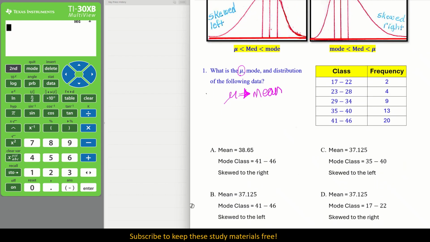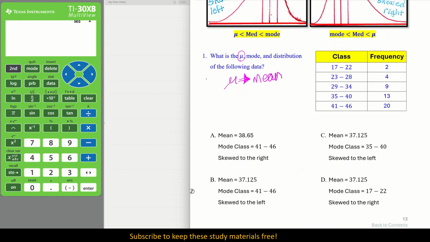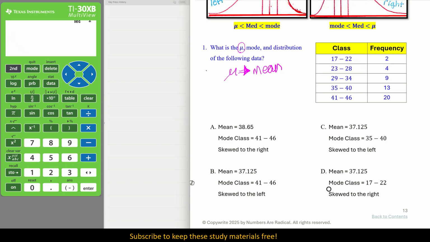We have a distribution table, which is a class distribution table. And what do we need to do first? Well, it looks like we need the mean. We need the class mode. And then we need to figure out if it's skewed to the right or skewed to the left.